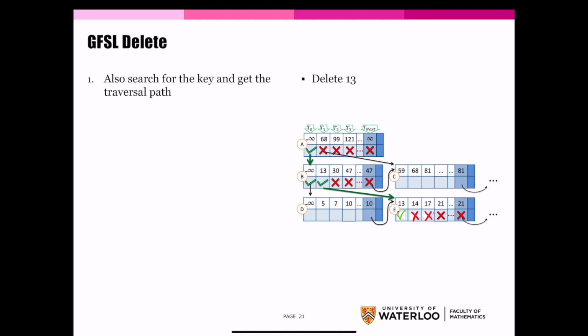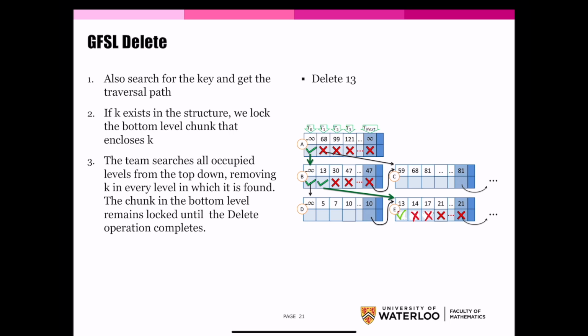In the GFSL delete operation, we also search for the key and get a traversal path similar to the insert operation. If key K exists in the structure, we lock the bottom level chunk that encloses K. The team then searches all occupied levels from the top down, removing K in every level in which it is found. The chunk in the bottom level remains locked until the delete operation completes.